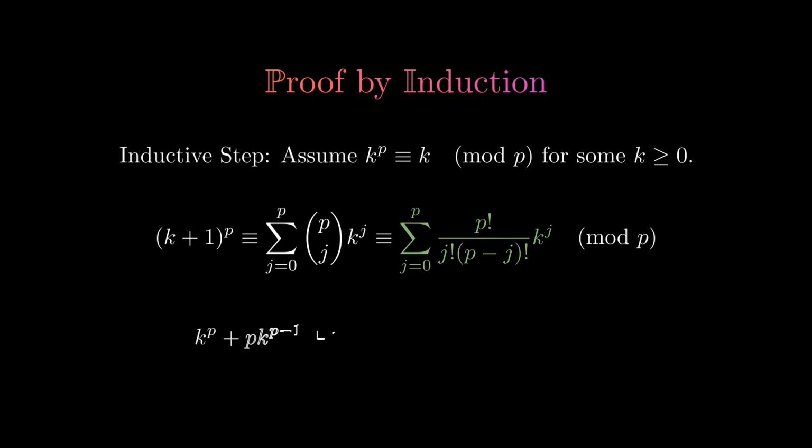If we write out the terms of this expansion, then we notice that all terms except the first and the last contain a factor of p. Specifically, when j is greater than 0 and less than p, neither of the terms in the denominator of p choose j include a factor of p. Since p is prime, this implies that the factor of p in the numerator is not cancelled out. Hence, (k+1)^p ≡ k^p + 1, and by our assumption, this is congruent to k+1, which completes the proof.